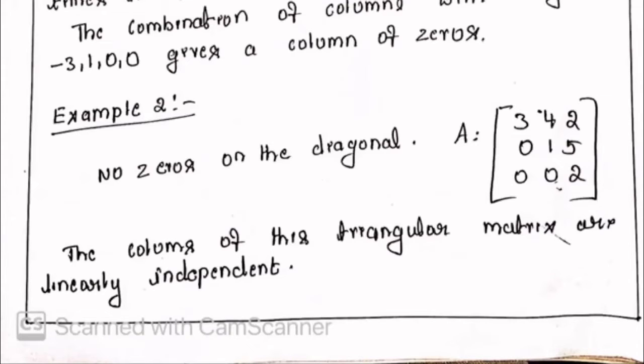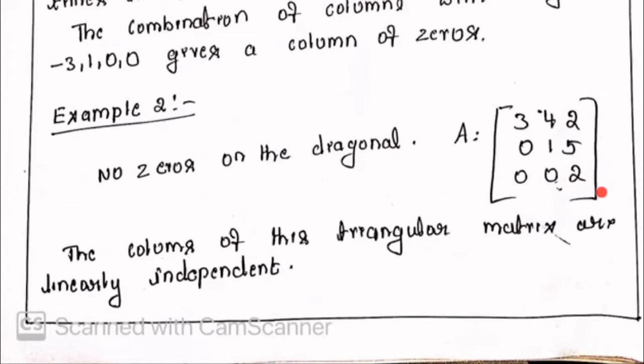Non-zeros on the diagonal. Okay. Since you can observe that this is a 3 cross 3 matrix: 3, 4, 2, 0, 1, 5 and 0, 0, 2 is the matrix. One of the observations you can make is all the diagonal elements are non-zero. Diagonal elements are 3, 1 and 2. All the diagonal elements are non-zero. Okay. There is no 0 in the diagonal.